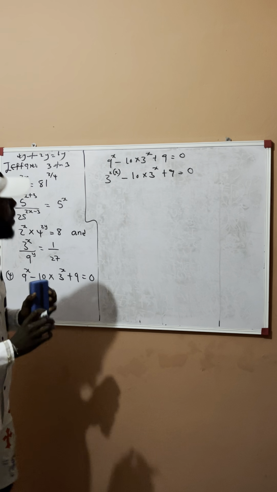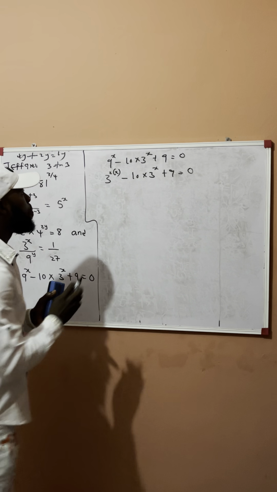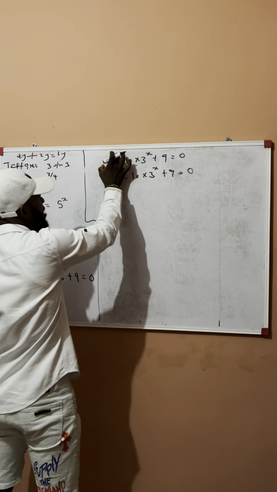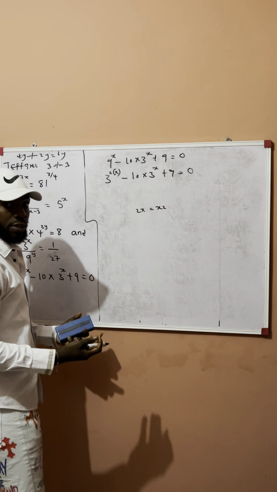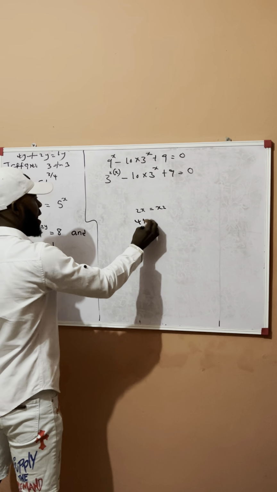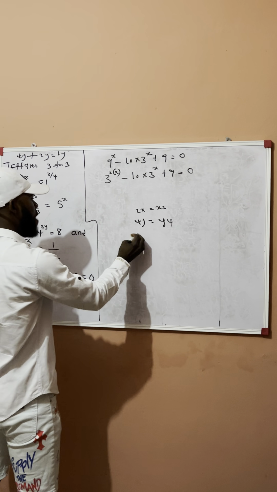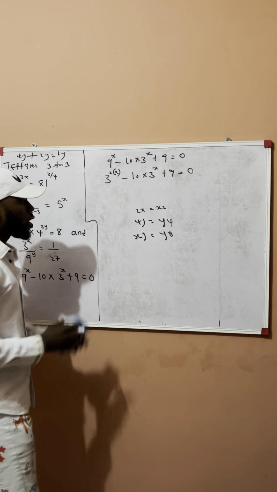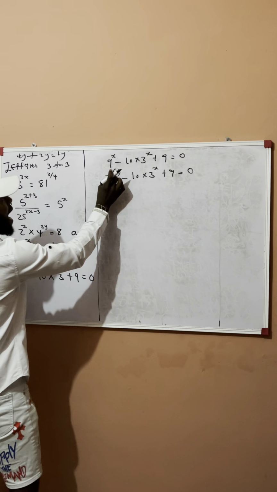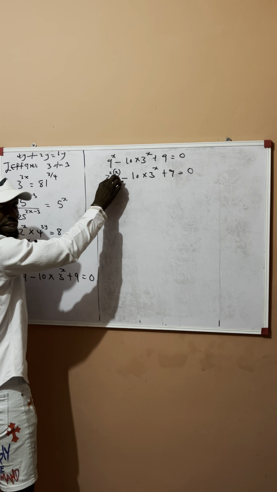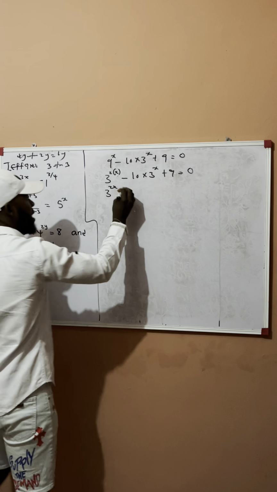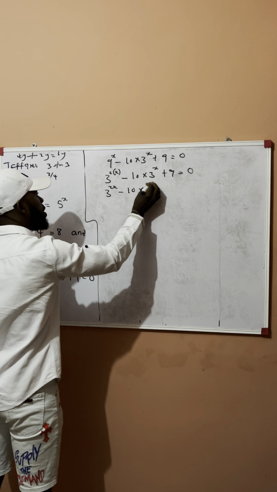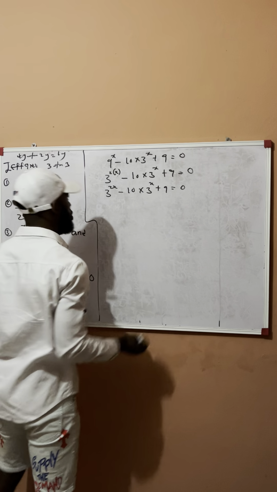Now what do? Remember I said our main aim here is to bring out 3 raised to the power x from here. So hope you know that if you have 2x, it is the same thing as x2. They are the same thing. If you have 4y, it is the same thing as y4. If you have xy, it is the same thing as yx. So what does that mean? It means if I have, okay, let's bring it out. Brackets mean times. So here becomes 3 raised to the power 2 times x, which will give us 2x, minus 10 times 3 raised to the power x plus 9 equals to 0.